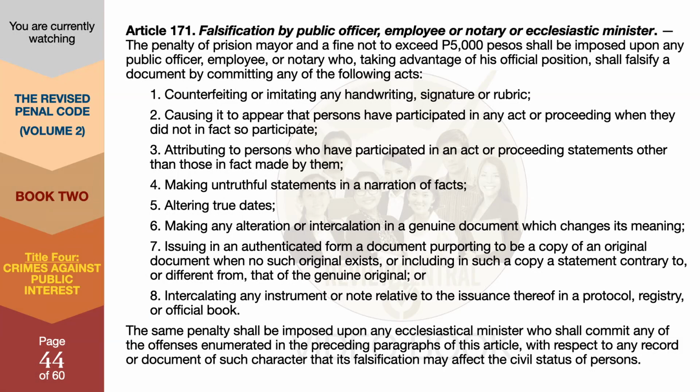Article 171. Falsification by public officer, employee or notary or ecclesiastic minister. The penalty of prisión mayor and a fine not to exceed 5,000 pesos shall be imposed upon any public officer, employee, or notary who, taking advantage of his official position, shall falsify a document by committing any of the following acts. 1. Counterfeiting or imitating any handwriting, signature or rubric.